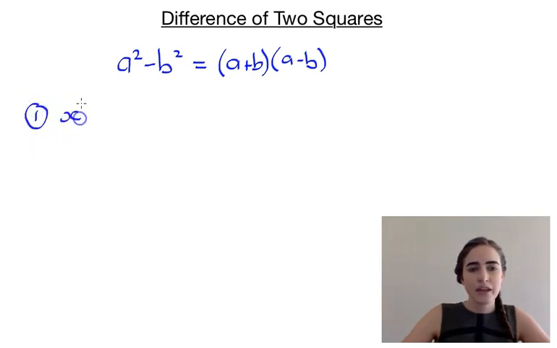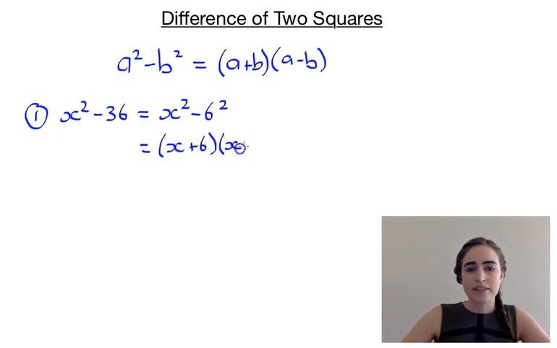So for example, if we had x squared minus 36. 36 is a square number, so that's the same thing as writing x squared minus 6 squared. So when we factorise it, it'll be (x plus 6)(x minus 6).